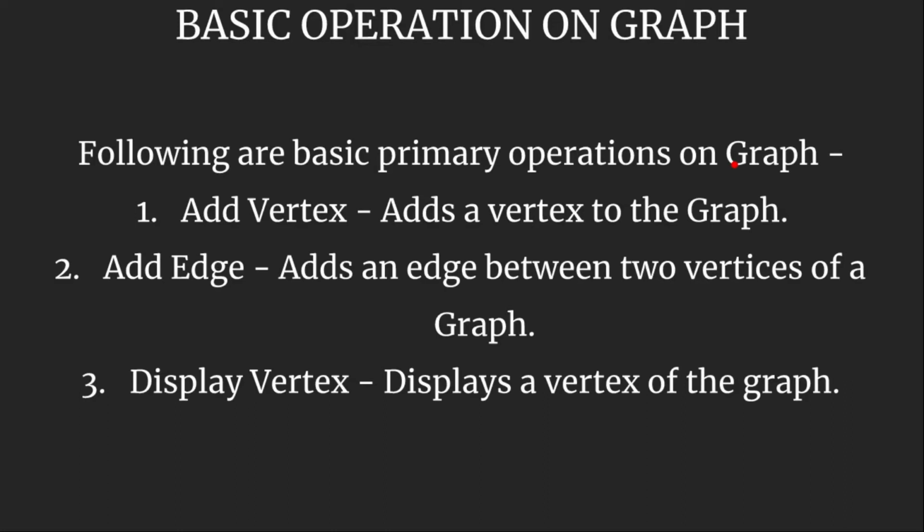Next, we will be knowing about the basic operations that we can perform on graph. The very basic and primary operations are: first, add a vertex, which adds a vertex to the graph. Next is adding an edge between two vertices of a graph. And lastly, displaying the vertices of a graph.